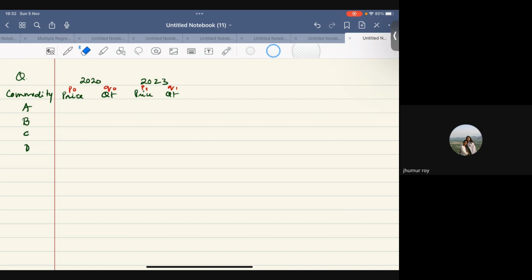Okay, so by Fisher's index and Laspeyres index and Paasche's method, we can only compare two time periods. Okay, so just write the values here.